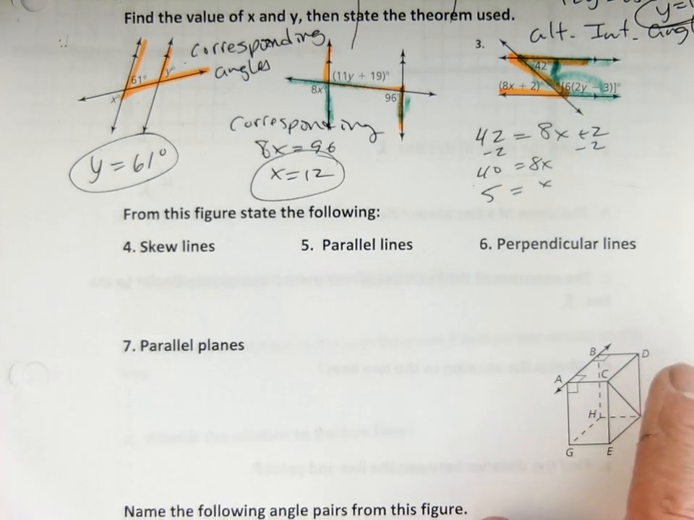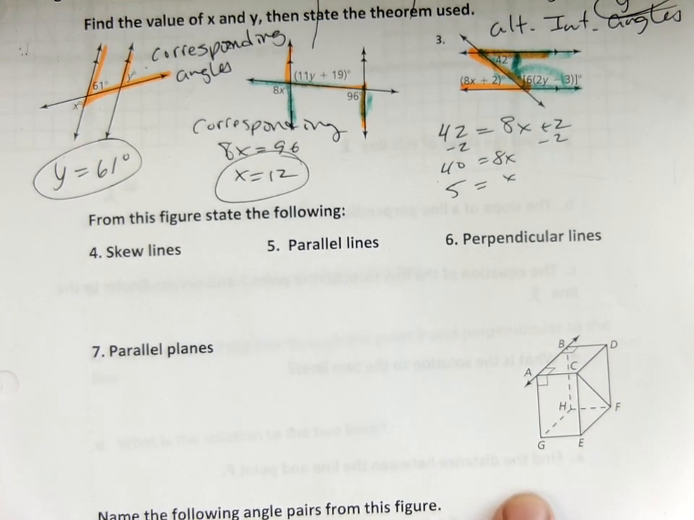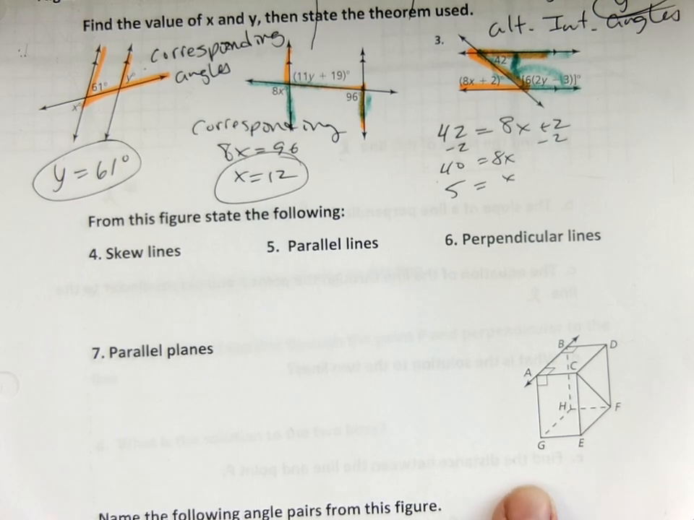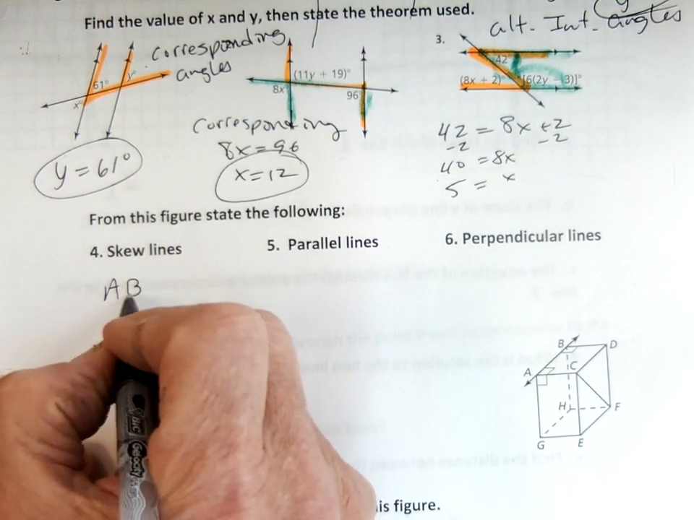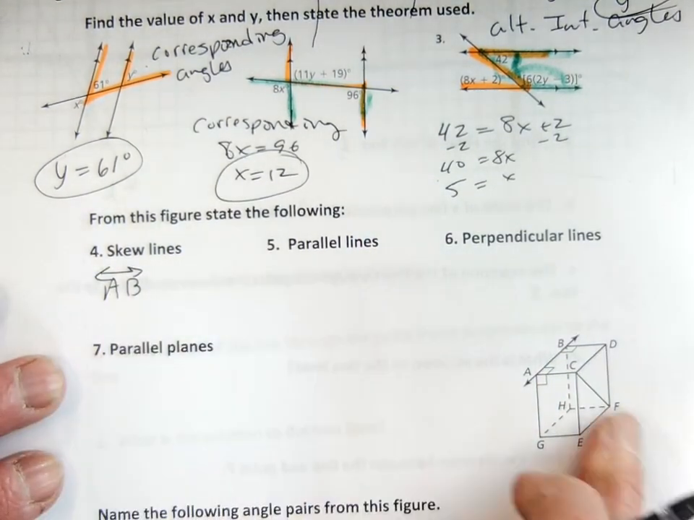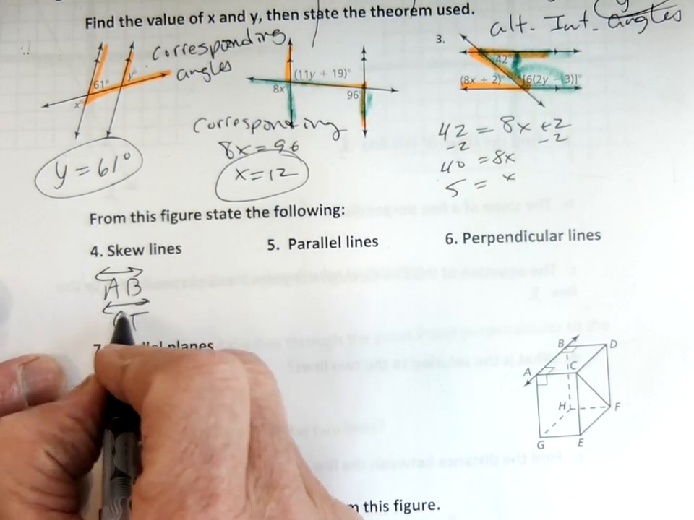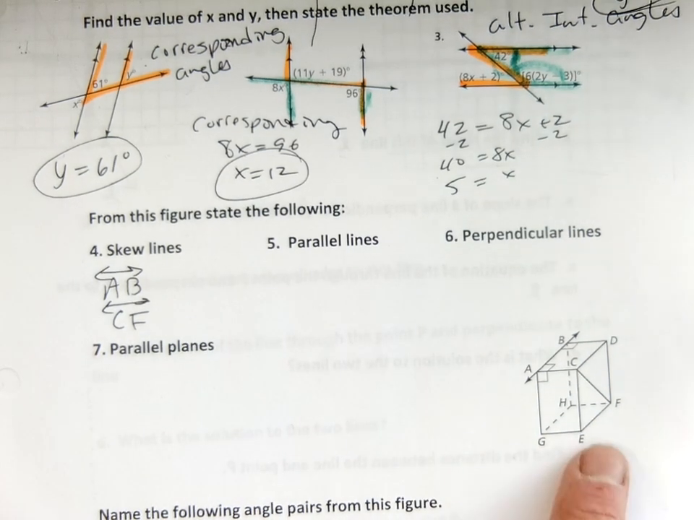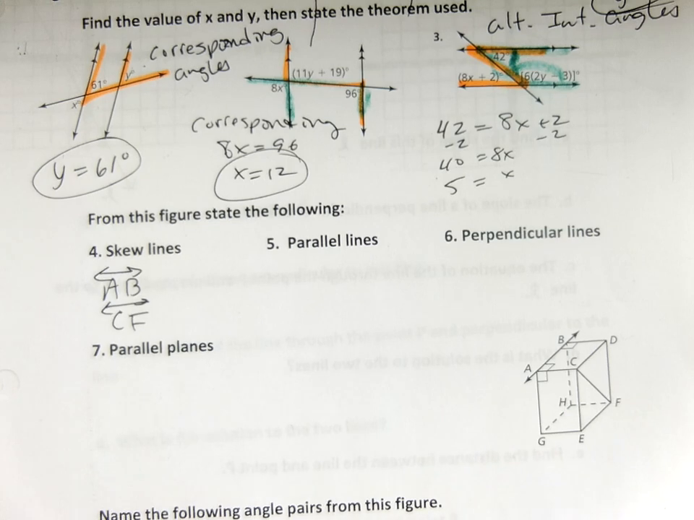Okay, skew lines. Here's my box. There's lots of correct answers. Two lines that won't intersect that aren't parallel. So I'm going to go with AB and maybe CF. You guys okay with that? I mean, there's lots of answers. There's AB with GE. There's AB with HF, right? There's CD with maybe HG, but there's lots of answers, okay?